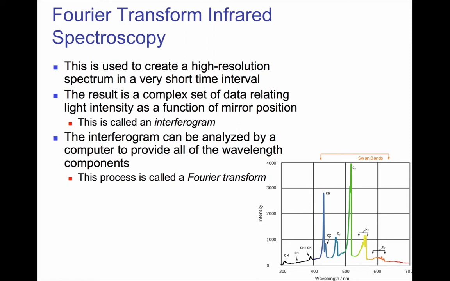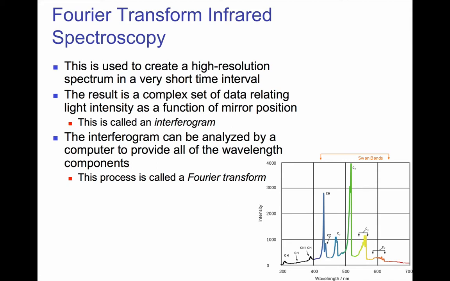There are other uses of interferometry. One of them is called Fourier transform spectroscopy. Now, spectroscopy means characterizing the spectrum of a light source. In other words, finding out how much light is being emitted at different wavelengths.